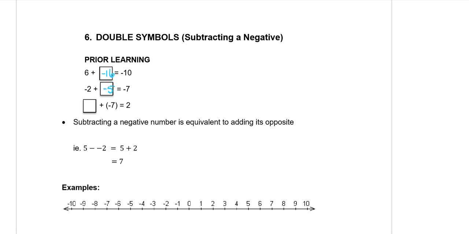The last box, I'm trying to find the first number that's missing. I want to take away 7 from it and get the answer of 2. Does anyone know the answer? Please put your hand up if you do. Yeah, it is 9, correct.